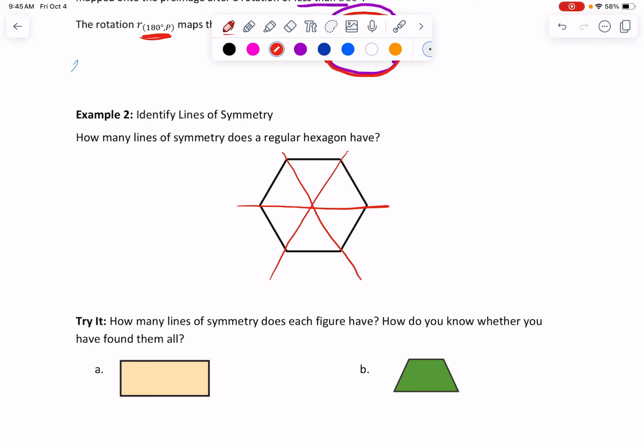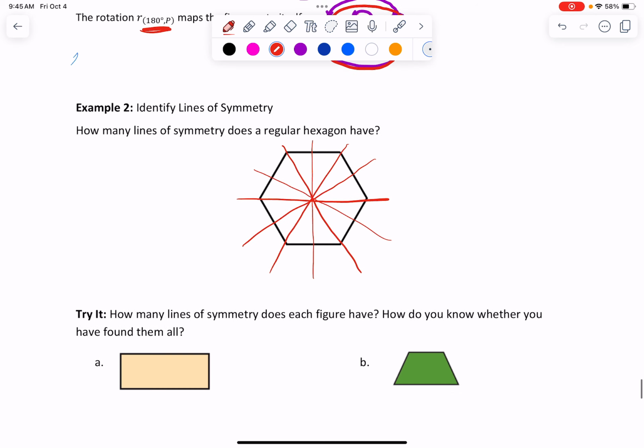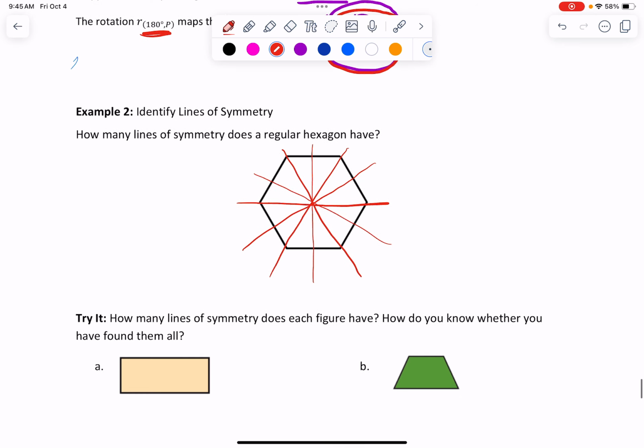And then from there, you can also go in the middle. So if I fold it in the middle here, that would be one line. You fold it in the middle here, that would be another line. And then finally, the third line would be here. So in other words, it's asking how many lines of symmetry does this regular hexagon have? That would be just a total of 6. You're just counting up the amount. Okay, that's how you do it.